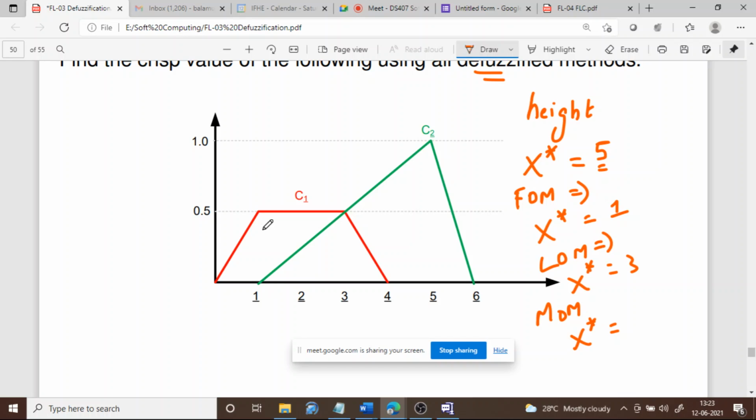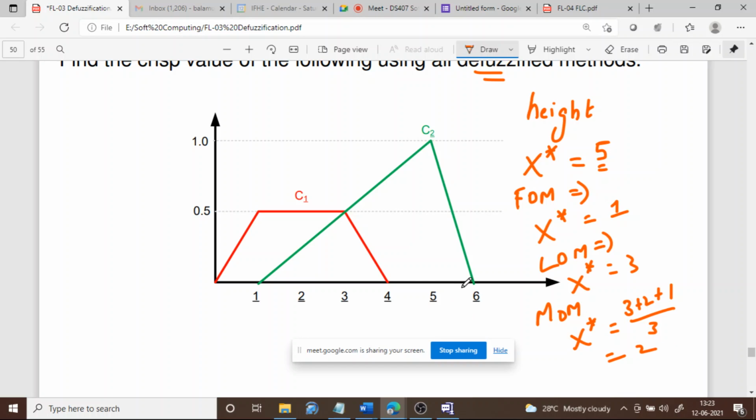If you apply MOM, what will be the result? 3 plus 2, 5. 5 plus 1, 6. 6 by totally 3 x values we are applying. So 6 by 3 is 2, right?